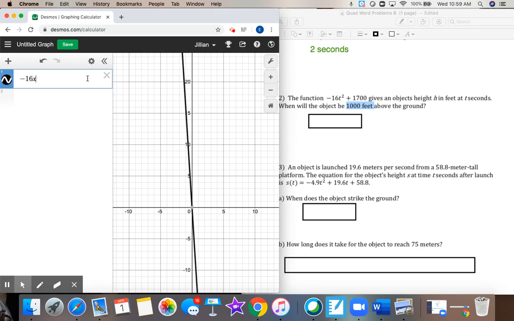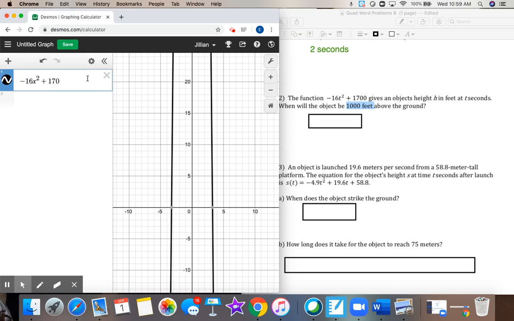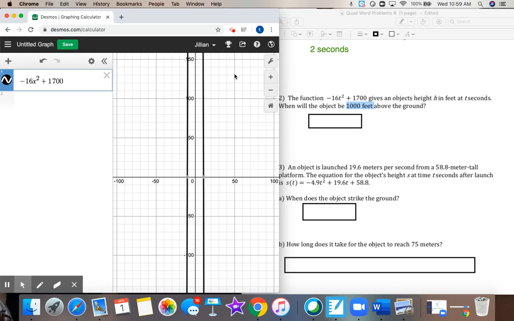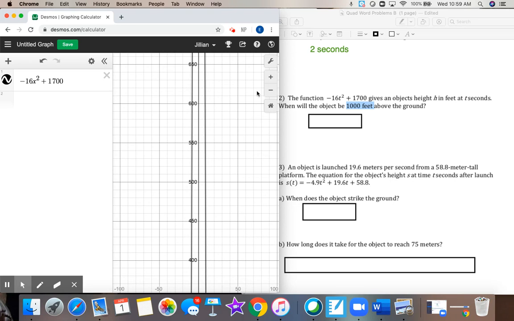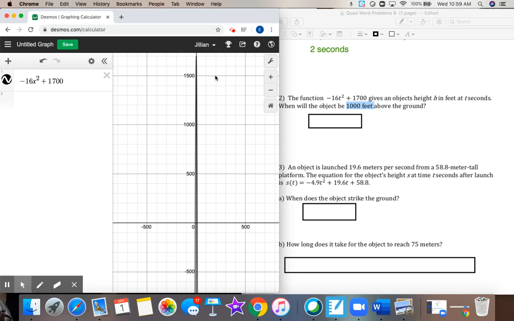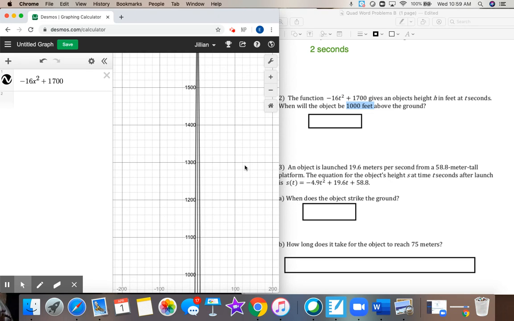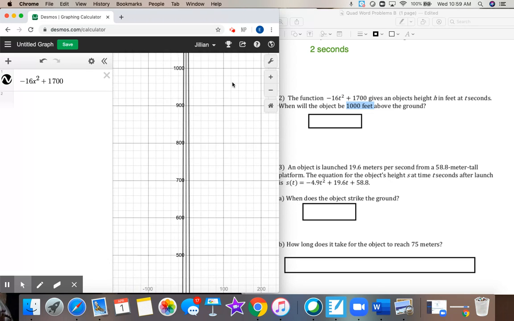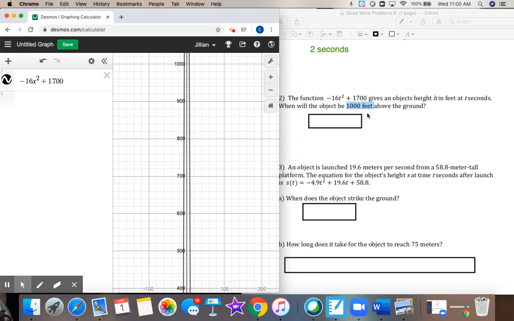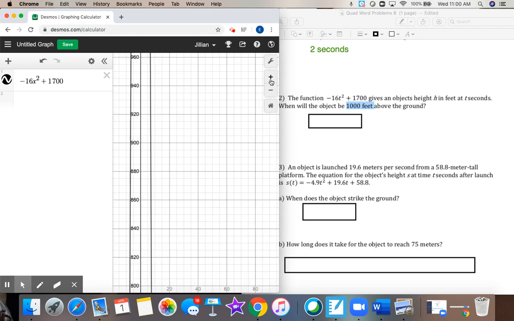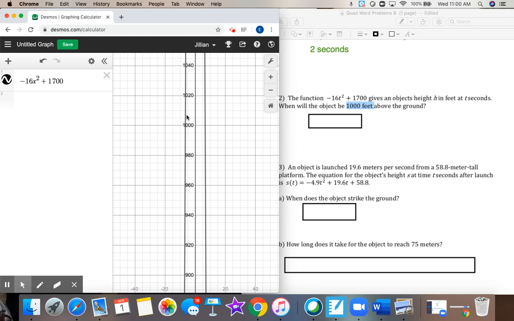So let's go over here to Desmos, and we're going to type in our equations. We have negative 16x squared plus 1,700. I'm going to zoom out so that we can see the whole thing. And there it is. So this is our whole graph. Okay. When will the object be 1,000 feet above the ground? So this is 1,000. And what you guys could do is the same thing that we did on Monday where you click and drag, but it's going to be really hard to get that exact 1,000 value. I don't know, that's as close as I got.